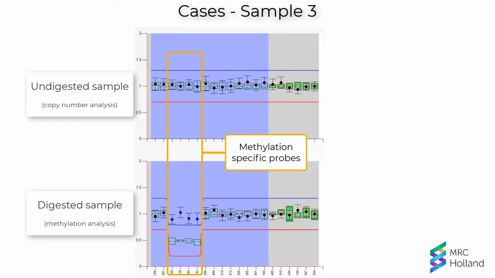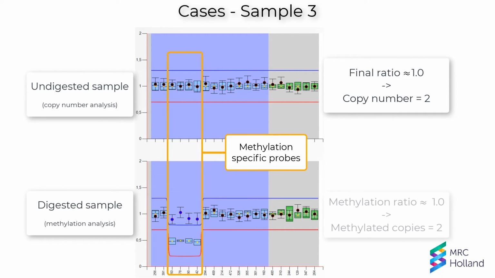Similarly to the previous two samples, sample 3 also contains 2 gene copies. When looking at the digested sample, however, we can see that the methylation-specific probes have ratios of approximately 1. This means that both gene copies were protected from HhaI digestion and were thus methylated.